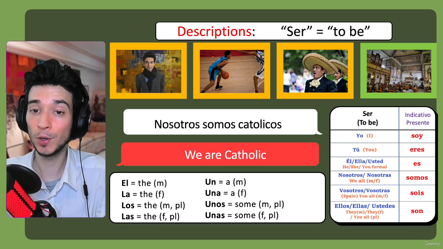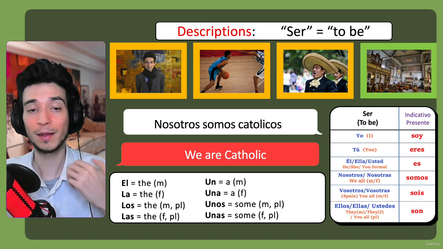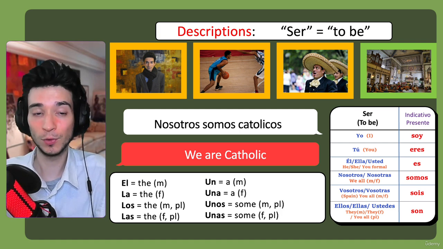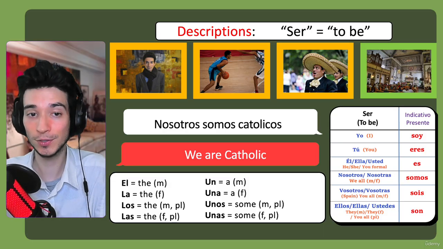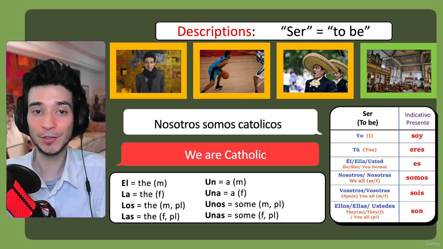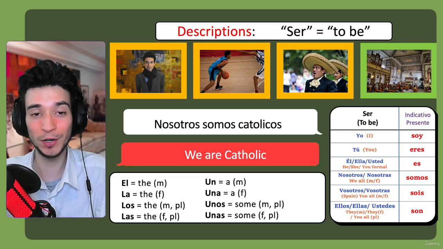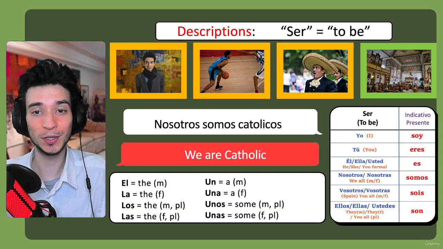Nosotros somos católicos. We are Catholic. Maybe you are, for example, Republican or Democrat. Nosotros somos republicanos, demócratas. In Mexico, we have different political parties. You can say, yo soy priista, from the PRI party, panista from the PAN party, and different types of parties. So yes, religions or politics are also included with ser.